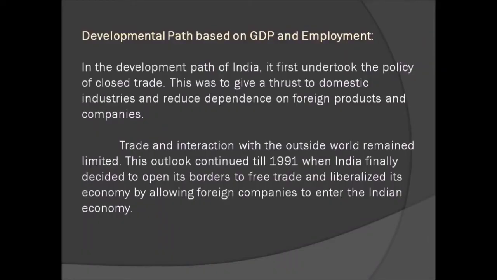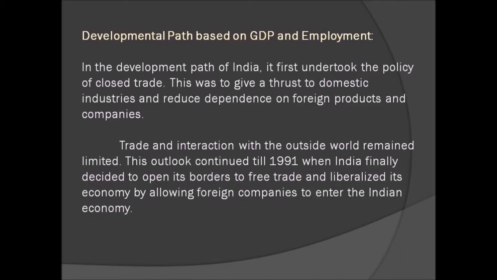Developmental path based on GDP and employment. During the British period, even though there were some positive benefits, the British, on the whole, had destroyed most of our resources. After independence, India first undertook the closed trade policy. This was to push or raise the domestic industries in India and therefore boycott the foreign goods and companies.